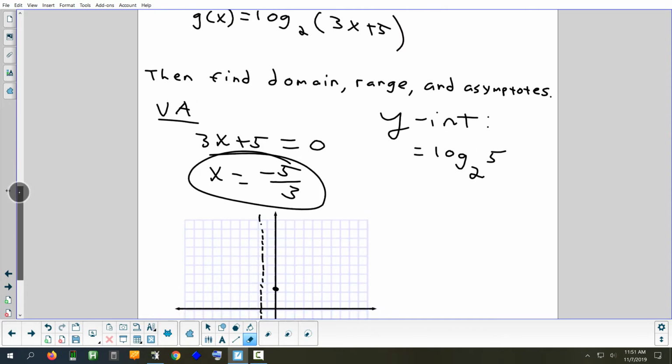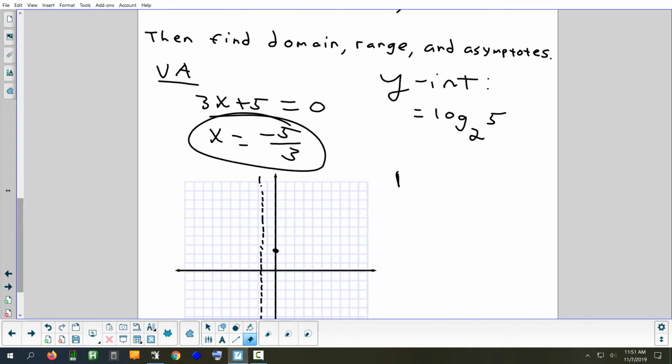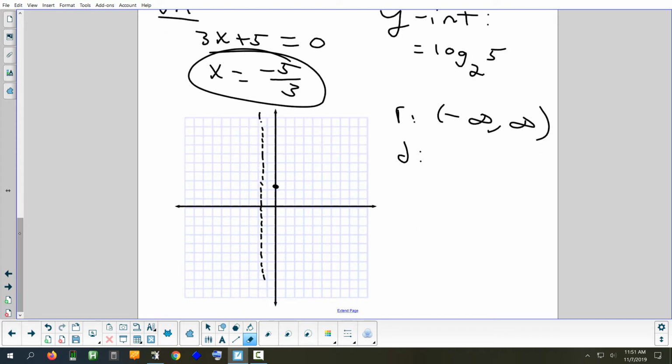Okay, range. Range we shouldn't even have to think about. What's the range of every log function? Always. Now the domain you should be able to figure out once you get your vertical asymptote and know which way it curves. It can only curve in one direction. So I know that this function is going to the right. So my domain is everything from what number? Negative 5/3 to infinity. So how do you know which way it goes again?